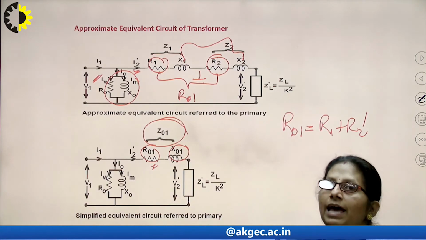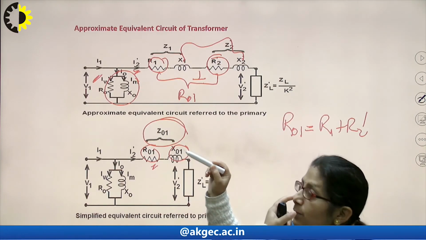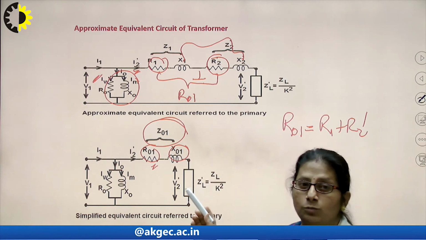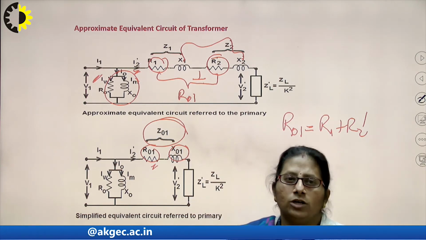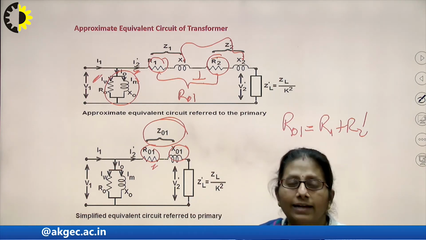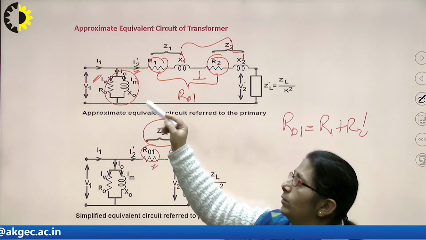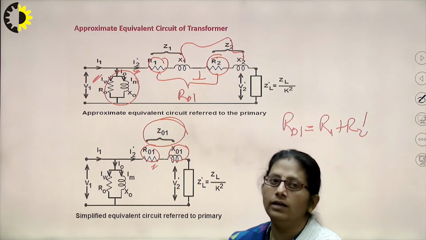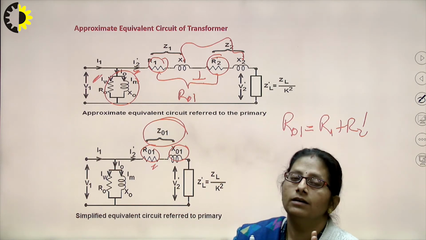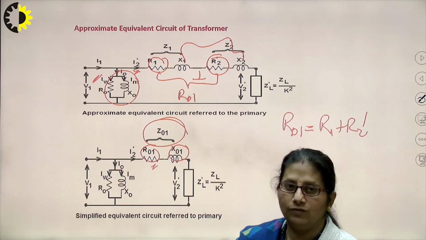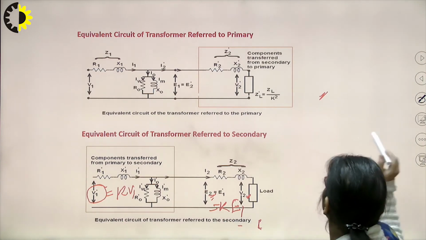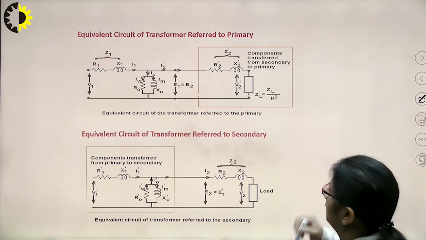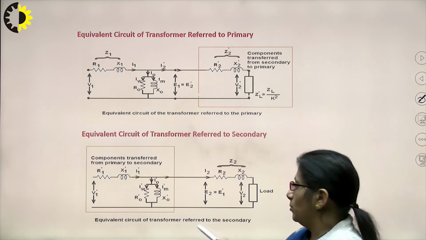The same thing can be done for the approximate equivalent circuit referred to secondary. In that case, once again, the no load circuit I was having, I will be shifting earlier towards R1 dash and X1 dash. If you just see here, this is the equivalent circuit of the transformer referred towards secondary.